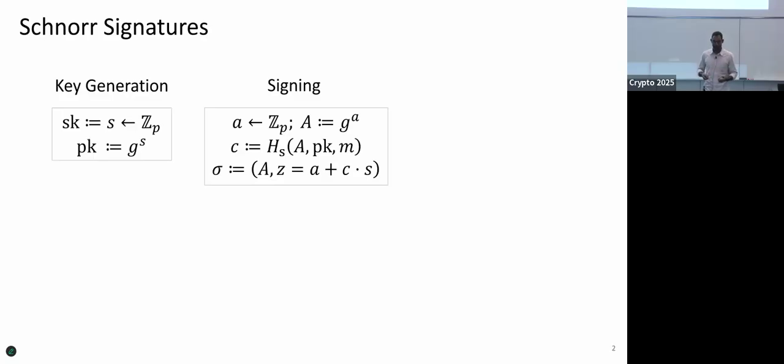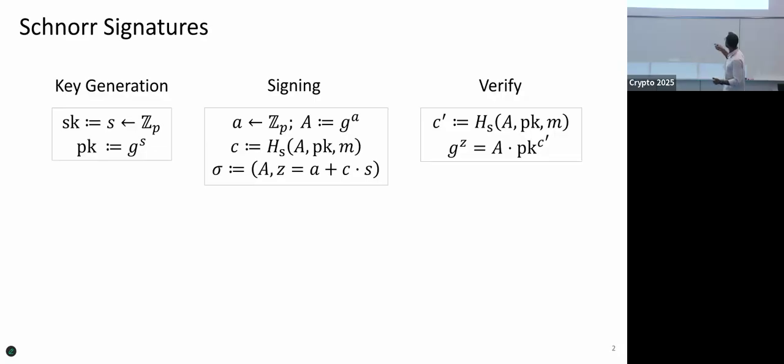So this is the signature, and to verify, the verifier will rederive the random challenge, c prime, and then check whether the second component of the signature is a valid linear equation in the exponent. So that's how the verification works. This is a very simple scheme.